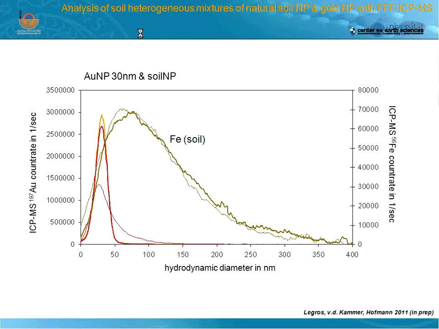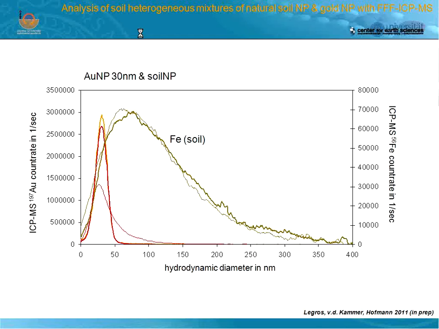And then we measured our natural sample. And what we see is that if we have NOM in the system, we have nearly the same response for the gold as in the standard. So there's no loss of the gold when we have NOM in there. And there's also no interaction between the natural soil particles and the gold particles in our system, because then we would also find gold somewhere here.